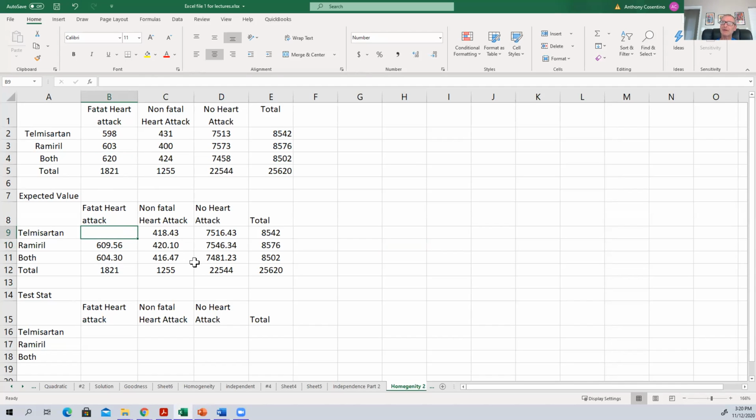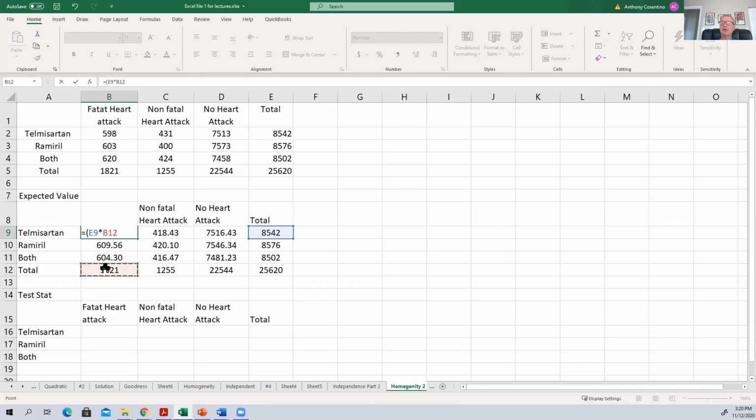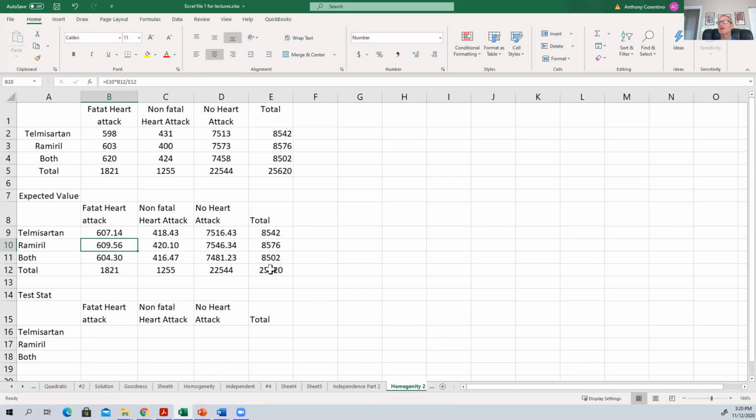And again, it's equals, and expected value will be the total of the row times the total of the column divided by the grand total. And you can see it's 607.14. So the next step now is to do each one of those test statistics.